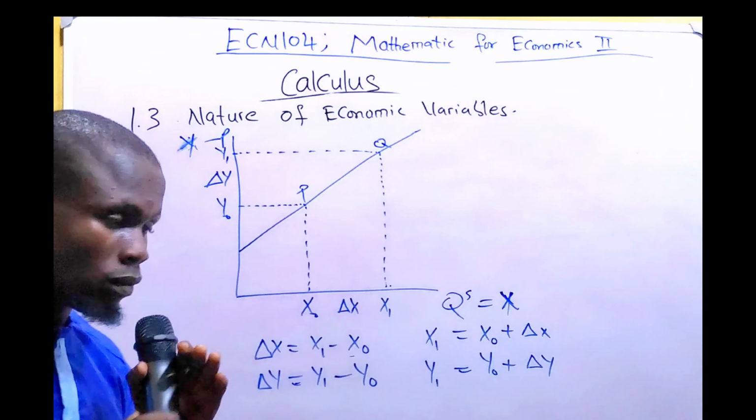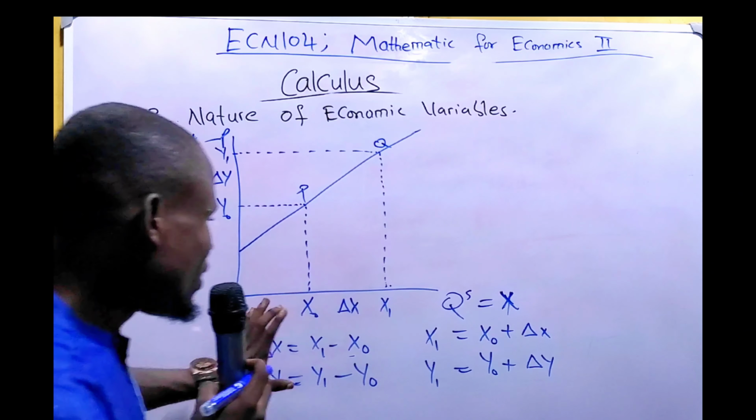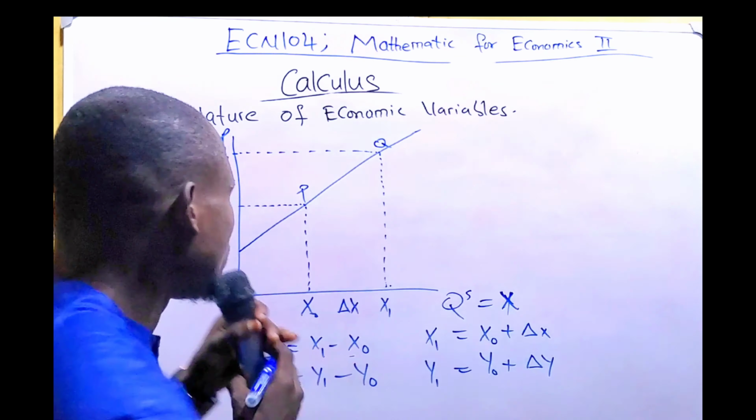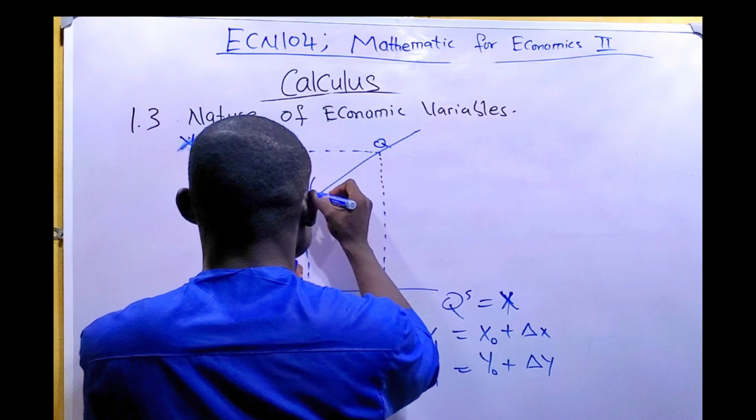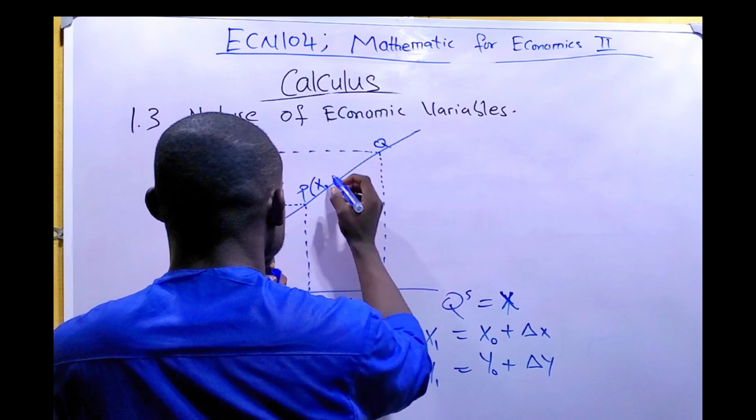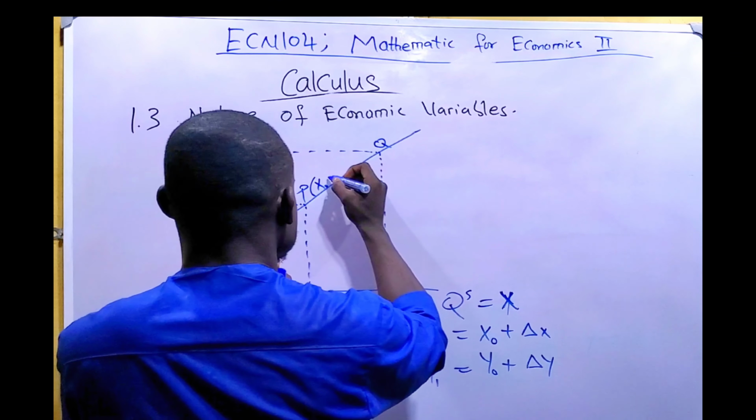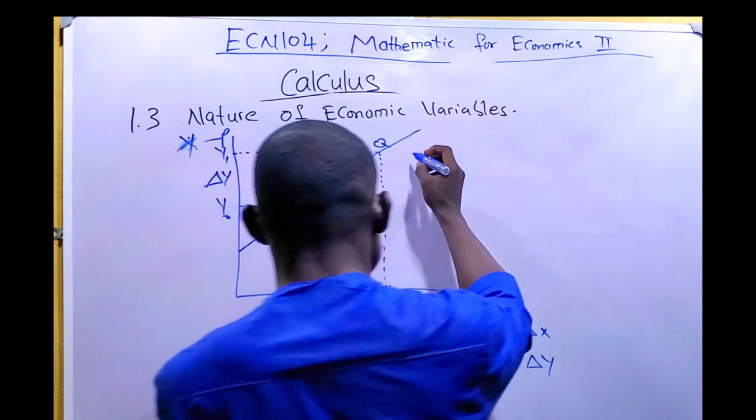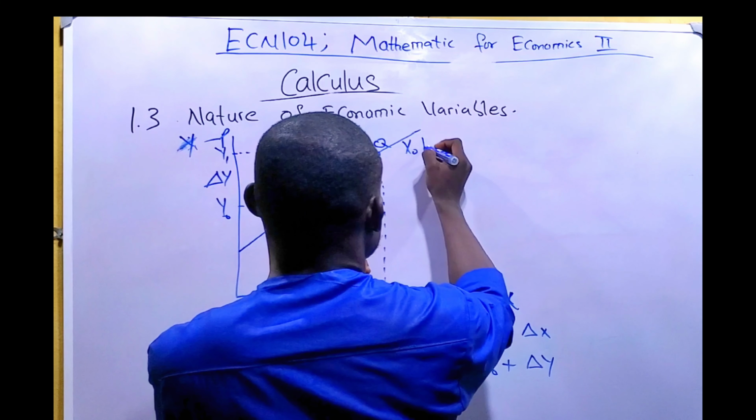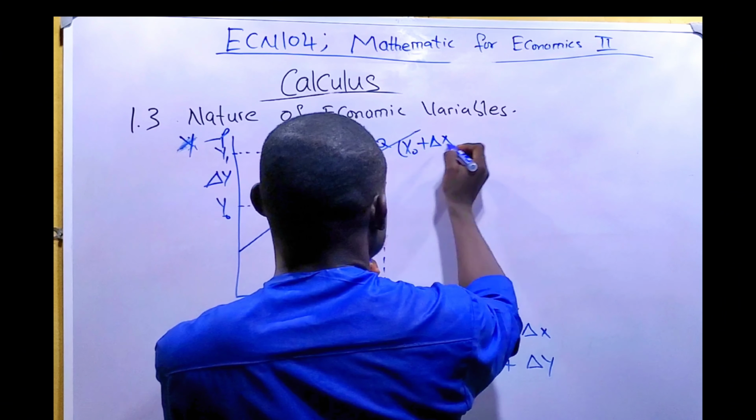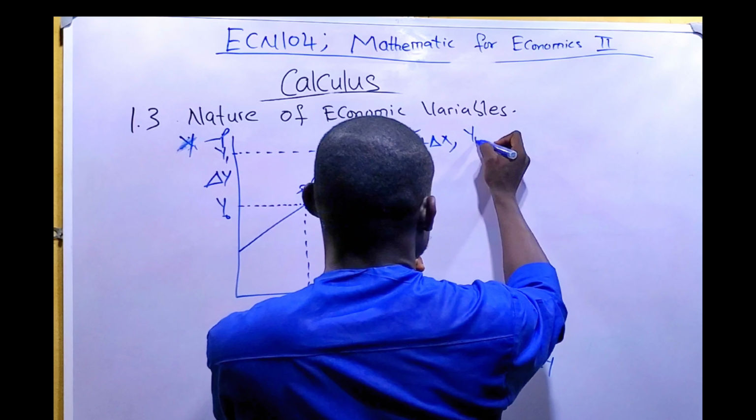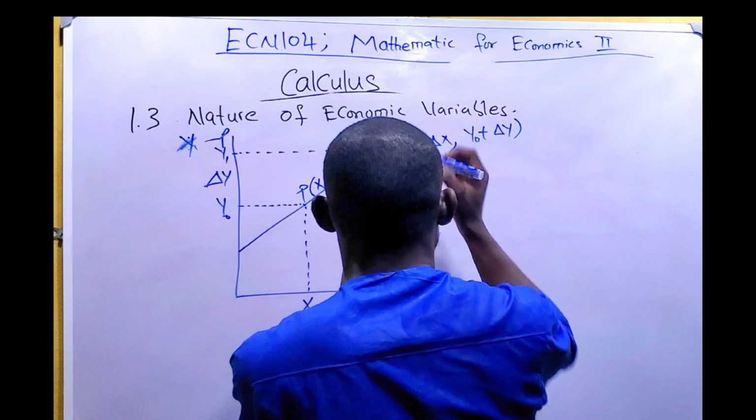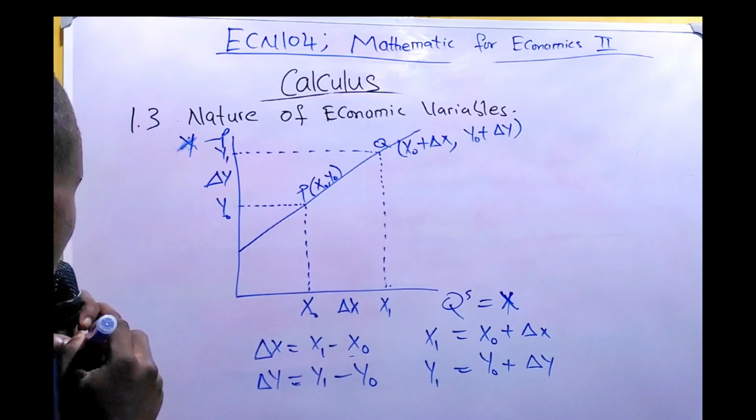Are we together? So by this, the initial position that we have before the shifting, which is point P, has x as S0 and y as Y0. But the new position here is S0 plus change in x, Y0 plus change in y.